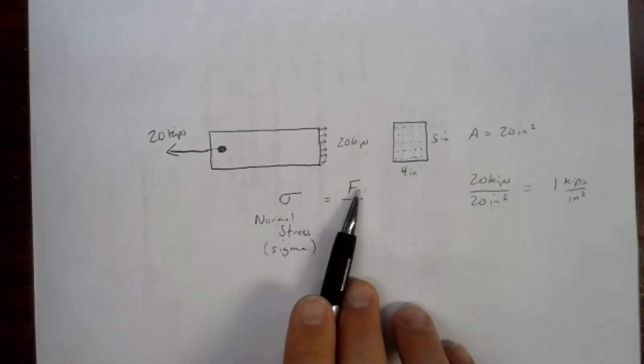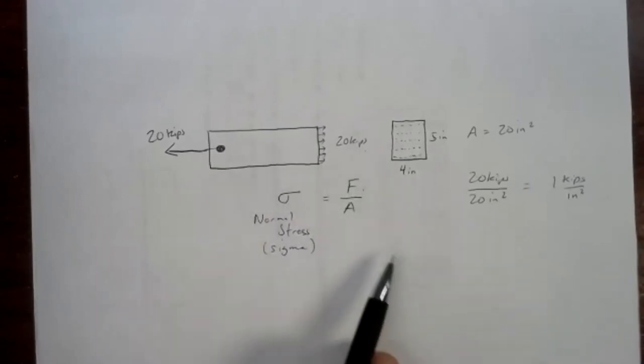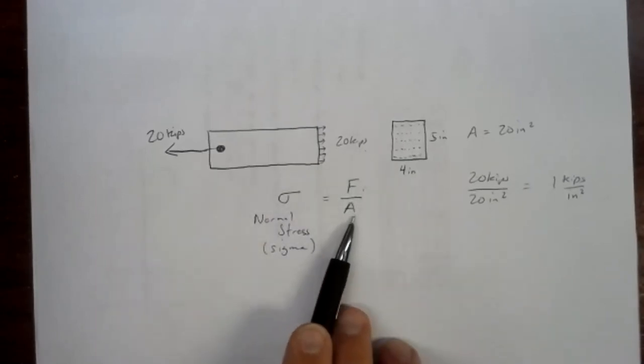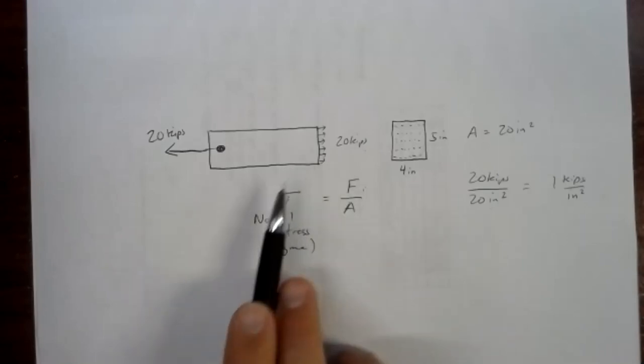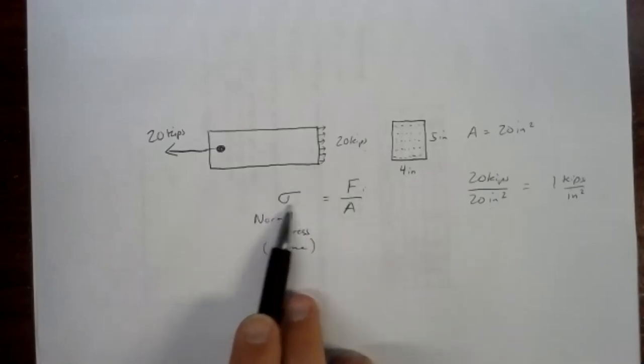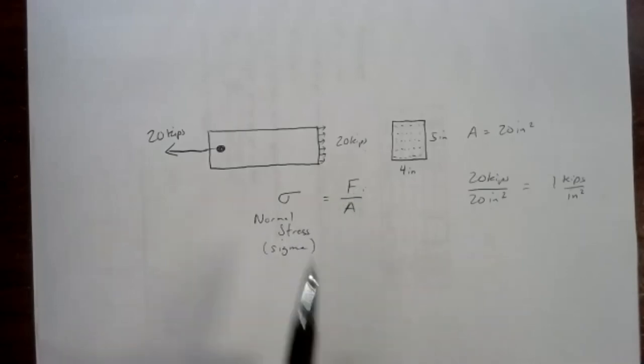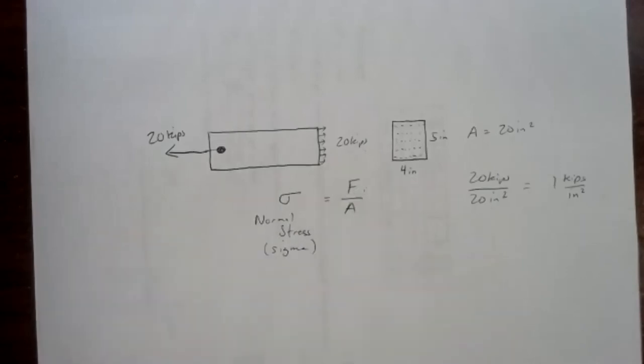Now, the force we figured out from truss analysis. We figured out how much force was on the member. What we didn't necessarily know was the area. And in fact, this is where design comes in. By changing the area, we change the stress. We don't change the force. The force is what needed to be held by that member to keep the structure in equilibrium. But the area is dependent on what we pick to support that load.